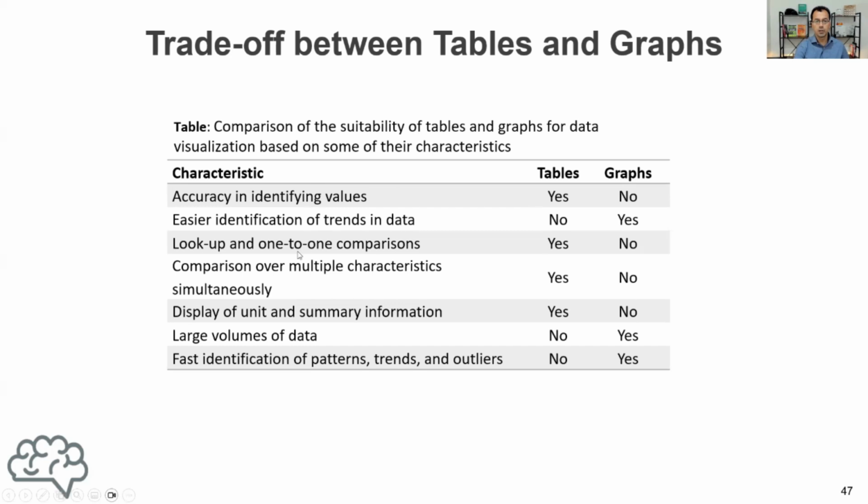This table shows a trade-off between tables and graphs. For example, tables privilege accuracy in identifying values, while graphs do not give you this accuracy. The easier identification of trends in data we have in graphs instead of tables. When we want to do direct comparisons, we'd better use tables instead of graphs. When we want to compare over multiple characteristics simultaneously, we also use tables instead of graphs. And when we want to display unit and summary information, tables are also more suitable than graphs.